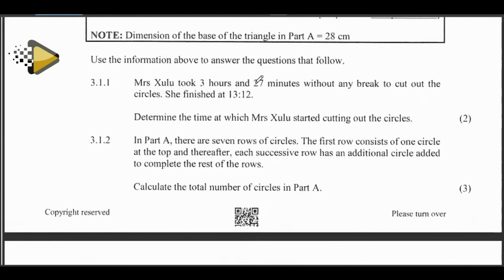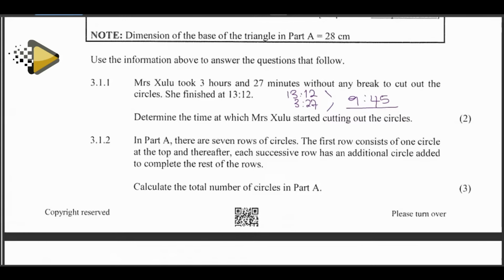Mrs. Polo took 3 hours and 27 minutes without any break to cut out the circles. She finished at 13 hours, 12 minutes. Determine the time when she started. So we're going to take the end time minus the duration. And this gives us 9 hours. Sorry, she began at 9:45. 9:45, this could be AM.